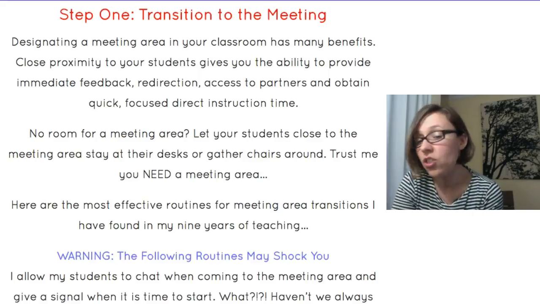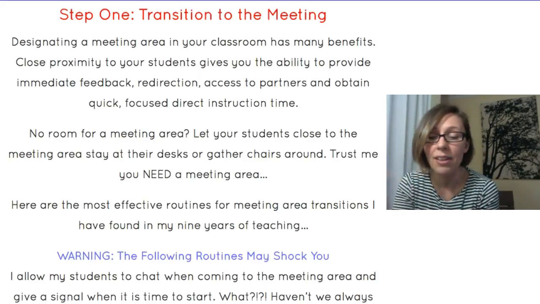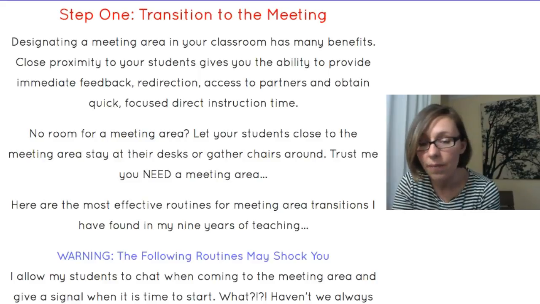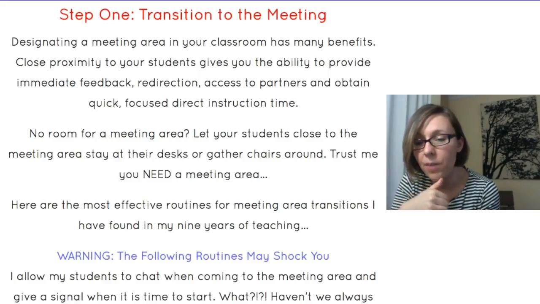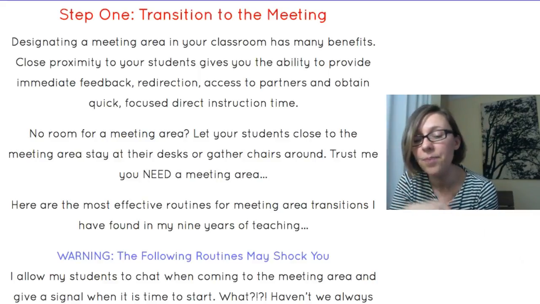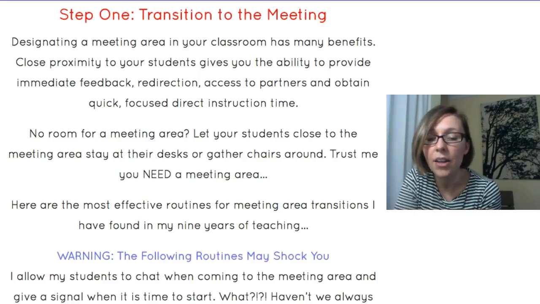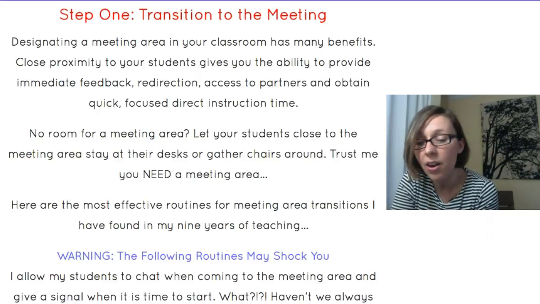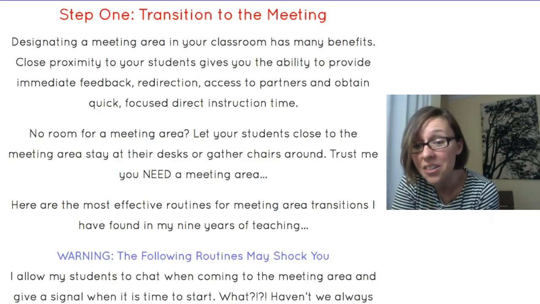I let my students chat on the way to the meeting area. I have a list of materials that I want them to bring. If you want to keep it simple, don't have them bring anything at first, just to get away from some distracting things that can happen. I usually have my students bring their Chromebook closed, and then I tell them you can chat on your way because everyone's going to get here at different times.